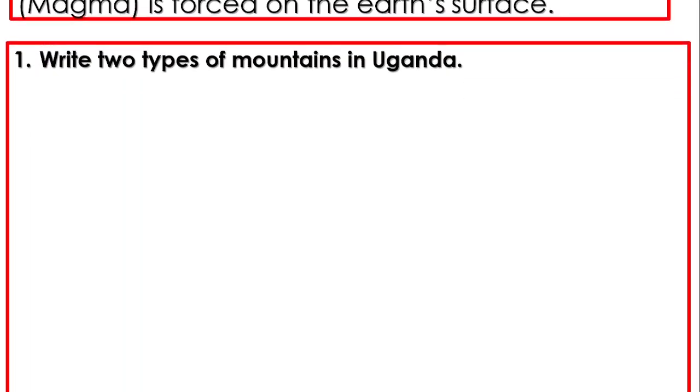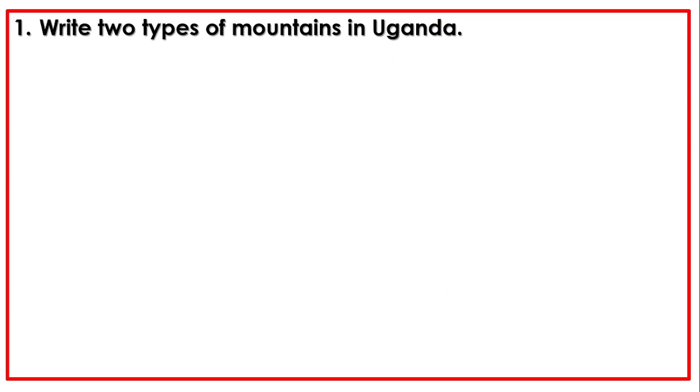So, dear learners, we have some questions here. Answer them with care. So we are saying, give two types of mountains. Some people are saying dormant volcanoes. They have not asked you to give the types of volcanic mountains. You give the types of mountains, not the types of volcanic mountains.